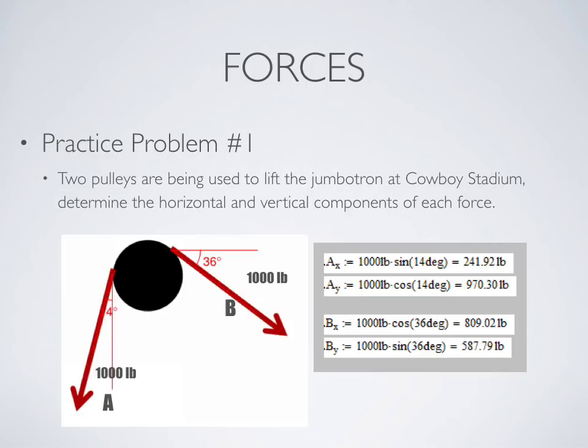And then we move on to BX and BY. You can see BX is 1,000 times the cosine of 36, 809. And BY, 1,000 times the sine of 36, that's 587. In the case of B, BX points to the right. Remember, it has to start at the same place and be moving towards the end. And BY points down.